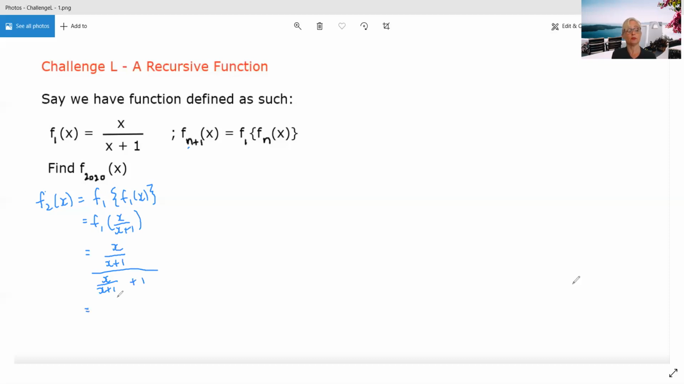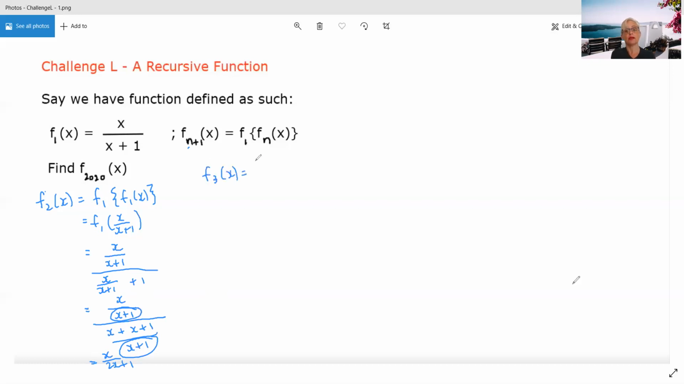Tidying up a little bit, in our numerator, we'll be left with x on x plus 1. In our denominator, I want to put everything over x plus 1. So we'll need x plus 1 on x plus 1. Now, because of the nature of working with rational expressions, if you're dividing by a rational expression, that's the same as multiplying by the reciprocal. So these x plus 1s are going to cancel, and you're going to be left with x on 2x plus 1. Okay, let's find an expression for f3 of x.